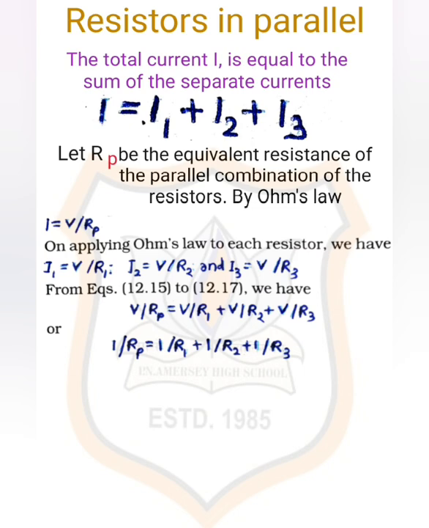So, we can say that the voltage is constant throughout, and on taking voltage common and cancelling it, we'll have the relation 1 upon Rp is equal to 1 upon R1 plus 1 upon R2 plus 1 upon R3. And this is the final relationship for resistances in parallel combination. And thus we may conclude that the reciprocal of the equivalent resistance of a group of resistances joined in parallel is equal to the sum of the reciprocals of individual resistances.